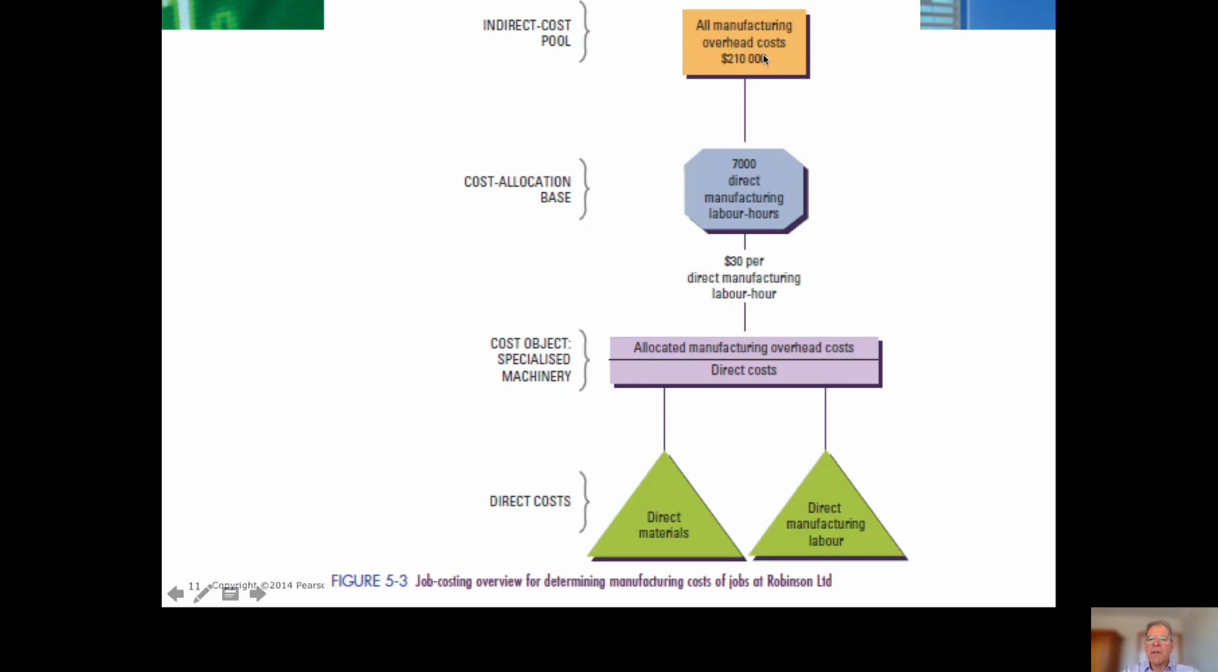So here we were looking at our budget, getting our overhead costs, $210,000. We've decided that the best way to allocate those overheads did seem to be manufacturing hours. So divide our dollars by our activity, and we've decided $30 per direct manufacturing labour hour is how we'll charge and allocate the overheads, with direct materials and direct labour being tracked and charged directly to the job.